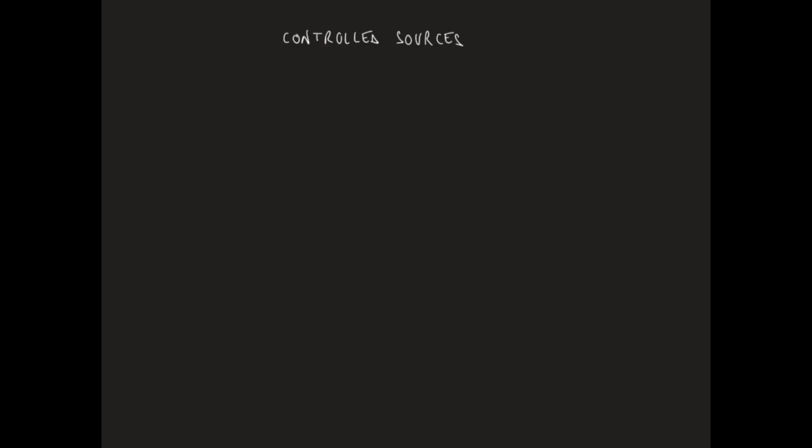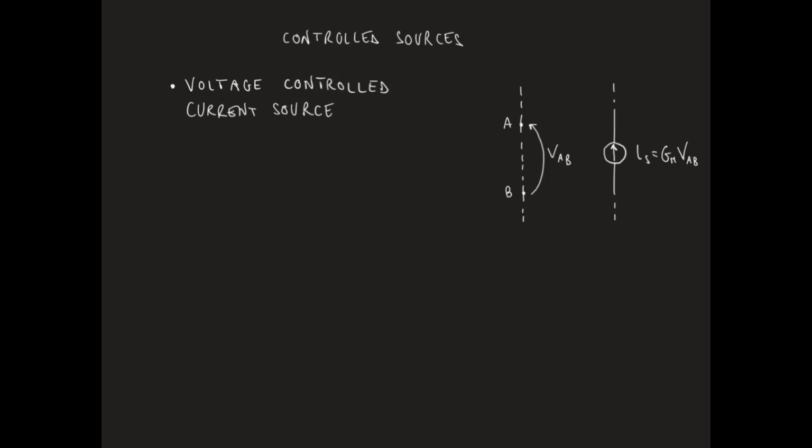In the case of a voltage-controlled current source, the current provided by the source is a function of the voltage between two nodes in the circuit. The parameter Gm multiplying the voltage VAB has the dimension of a conductance and is therefore measured in Siemens. A voltage-controlled current source is also referred to through its acronym, which is VCCS.